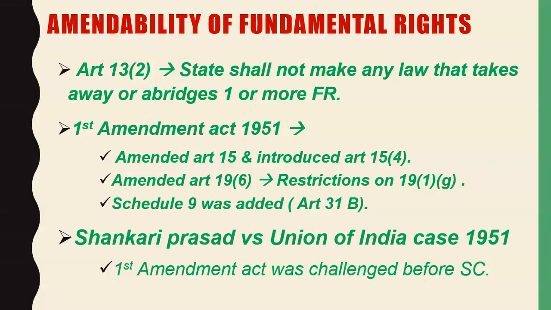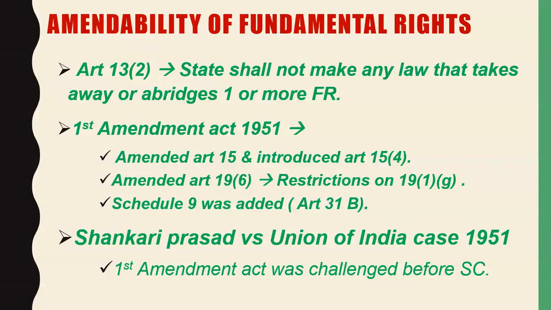And what happened in the First Constitutional Amendment Act 1951? It amended Article 15 and introduced Article 15 clause 4. Article 15 clause 4 seemed to be a contradiction to Article 15 clause 1, reducing the effect of Article 15 clause 1, so it was against the spirit of Article 13 clause 2. Then it amended Article 19 clause 6, and by amending it, certain restrictions were put on Article 19 clause 1 subclause G. Again it was reducing the effect of Article 19 clause 1 subclause G, so it was against the spirit of Article 13 clause 2.